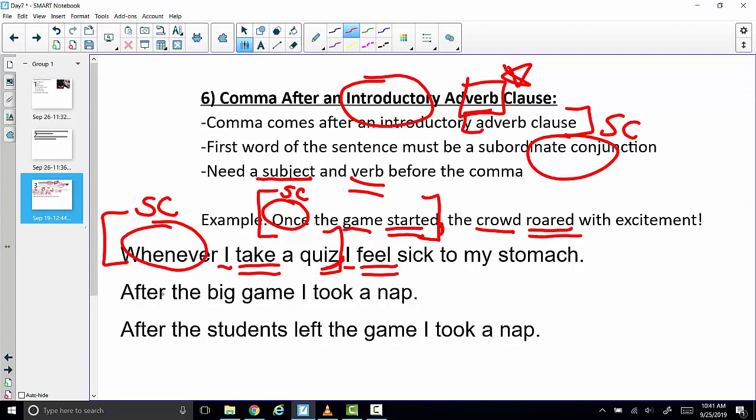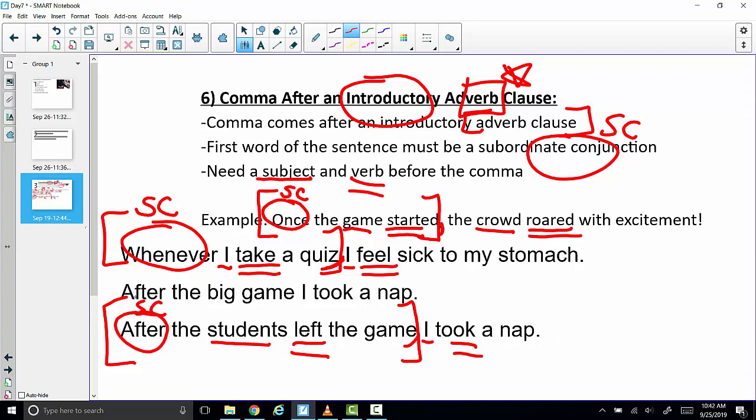After the big game, I took a nap. Okay. Then after the students left the game, I took a nap. I'm going to start with the bottom. After. I think it's SC. Put a bracket here. Left the game. Now I'm going to double check. Is there a verb inside of here? Yes, left. Who left? The students. I took. So it has a verb. So this one is going to be an adverb clause.